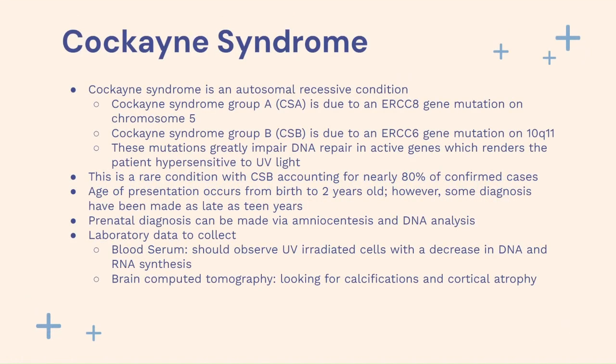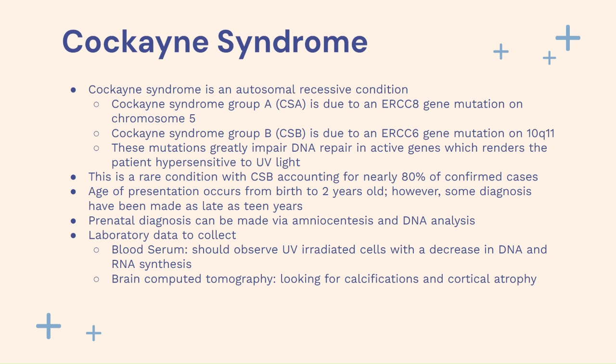Cockayne syndrome here. Autosomal recessive condition. In the Cockayne syndrome group, there's A and B, and these link to a certain excision repair gene or protein. So ERCC8 and A, so it kind of fits a little bit, 8A. And then Cockayne syndrome B is ERCC6. These mutations impair DNA repair in active genes. The key is active genes, which renders the patient hypersensitive to UV light.